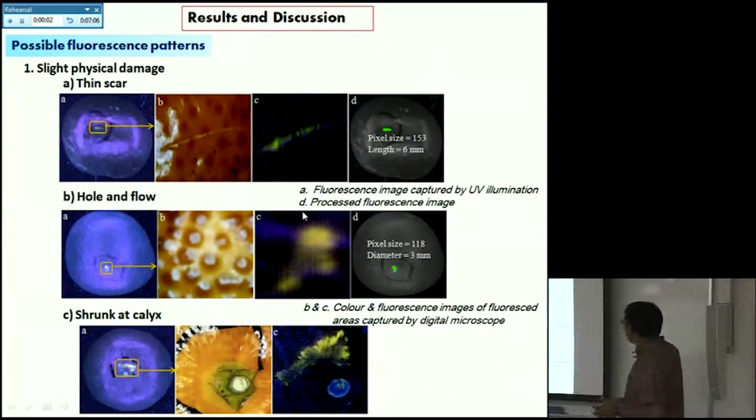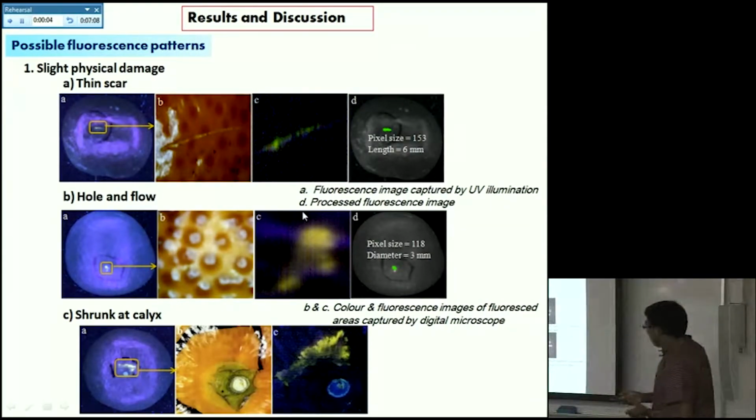And here are some results and discussion. We make categorization. The first categorization is slight physical damage. This type of fluorescence pattern was observed among 1/5 of the samples. This categorization was further divided into these 3 categories: thin scar, hole and flow, shrunk at calyx.